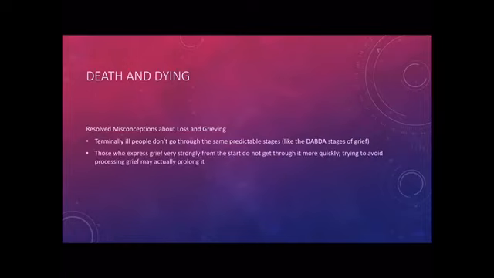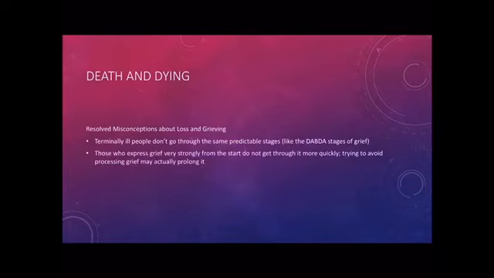Here is another misconception, is we tend to think that people who express their grief really strongly from the start get through it more quickly. Well, that's just not true. No matter the intensity of how you express your grief, it really has no effect on how long it takes you to process the grief.